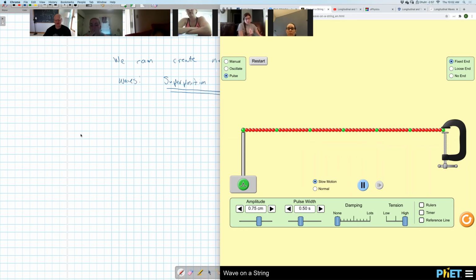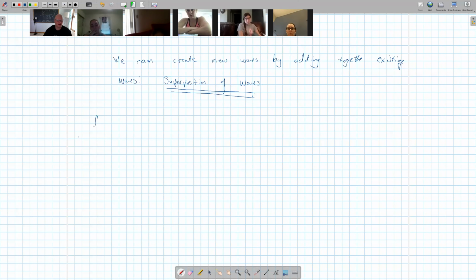Okay. So let's write that down. For a fixed endpoint, the reflected wave is out of phase with the original by pi radians, or 180 degrees.